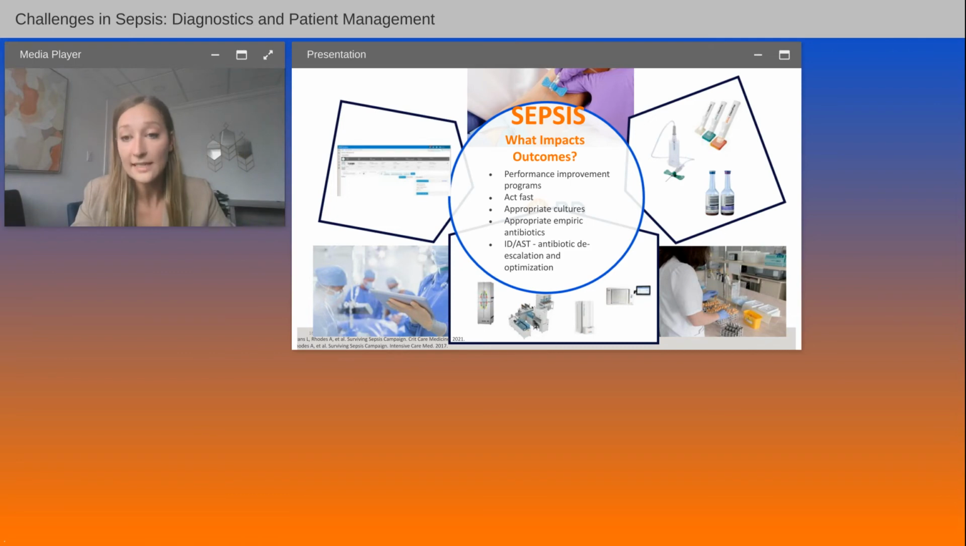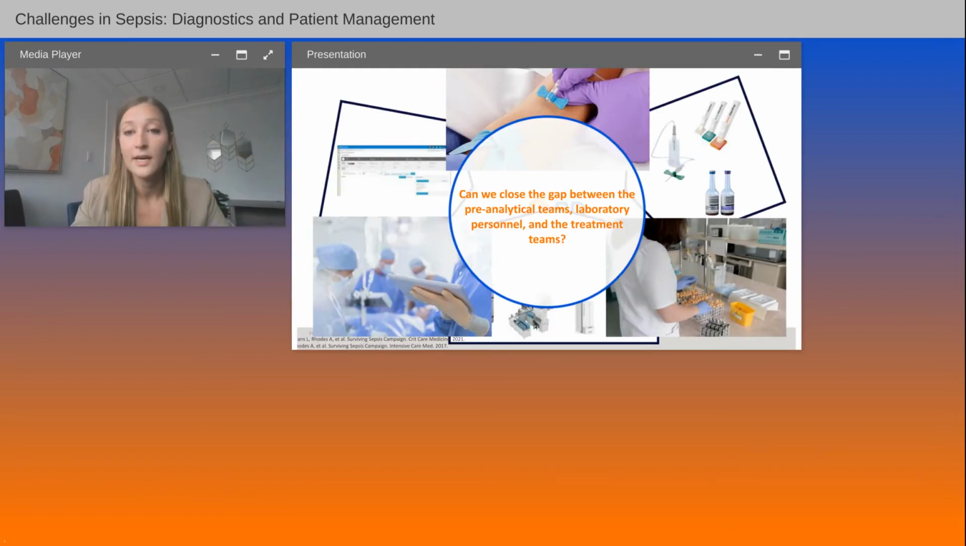So this really is an interdisciplinary effort. And I want to ask you today, how can we close the gap between our pre-analytical teams, our laboratory personnel, and our treatment teams?